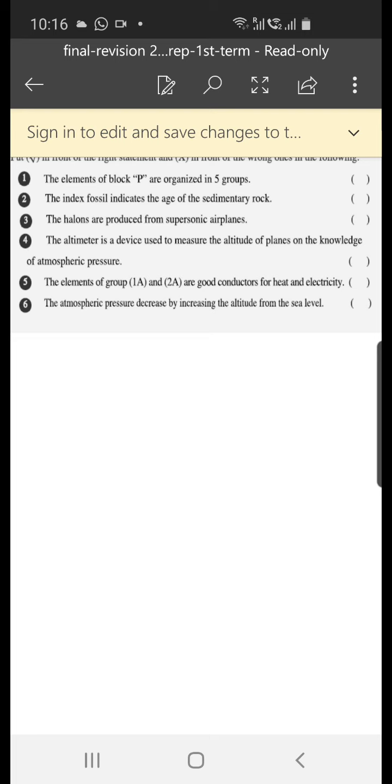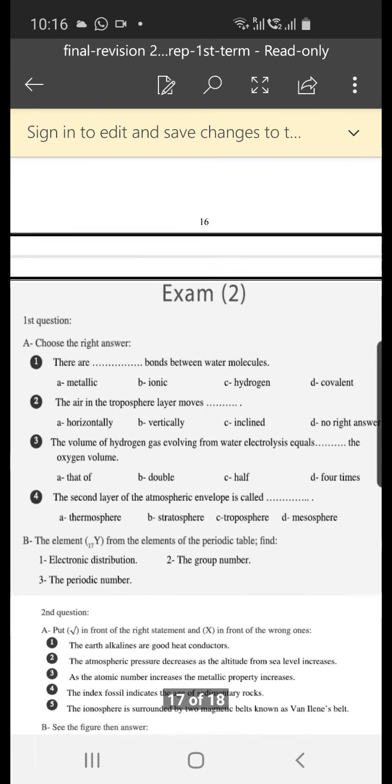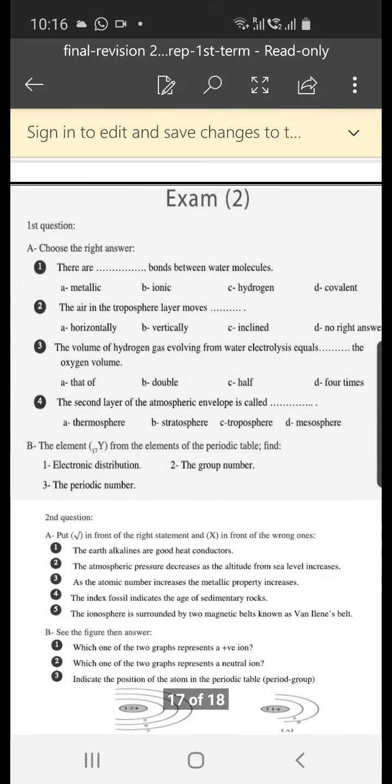The elements of group 1A and 2A are good conductors of heat and electricity. The answer is correct. Number 5, the atmospheric pressure decreases by increasing the altitude from the sea level. The answer is correct. Model exam 2.